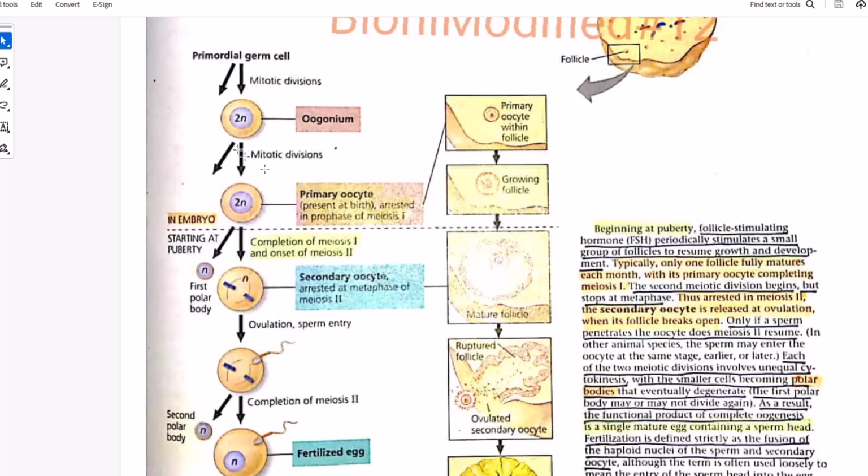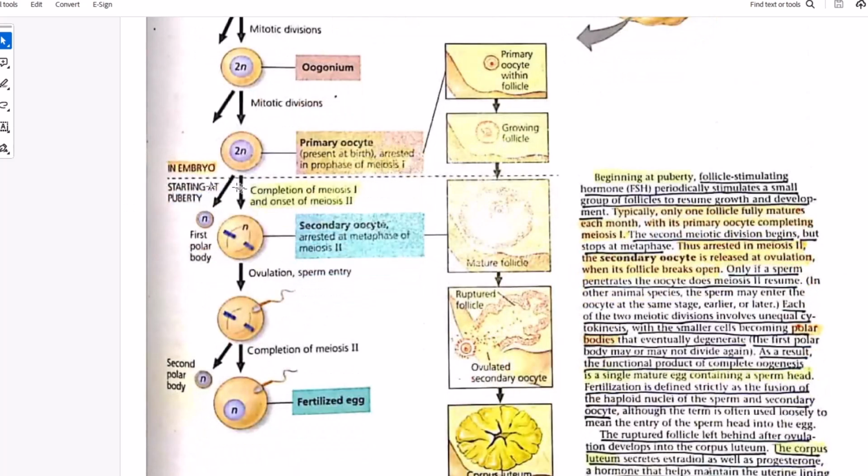And this stage of oogenesis can be seen during the embryonic period, and the total process occurs inside the immature follicle. And during the adolescent period, by the action of follicle stimulating hormone on the immature follicle, the completion of meiosis 1 can be seen, and the onset of meiosis 2, or the starting of meiosis 2. So this primary oocyte undergoes meiosis 1 cell division, and the completion of this cell division will form two cells. One is a very small cell called the first polar body, and another is a very large cell called the secondary oocyte.